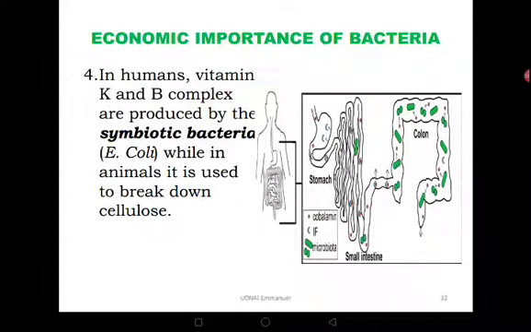The other one is in humans, vitamin K and vitamin B complex are produced by symbiotic bacteria called Escherichia coli, which is located in the gut, in our digestive system, in the intestines. That one produces vitamin K, which is a good clotting factor, and then the vitamin B complex, a very good immune booster, which also plays a role in very many metabolic activities in the body.